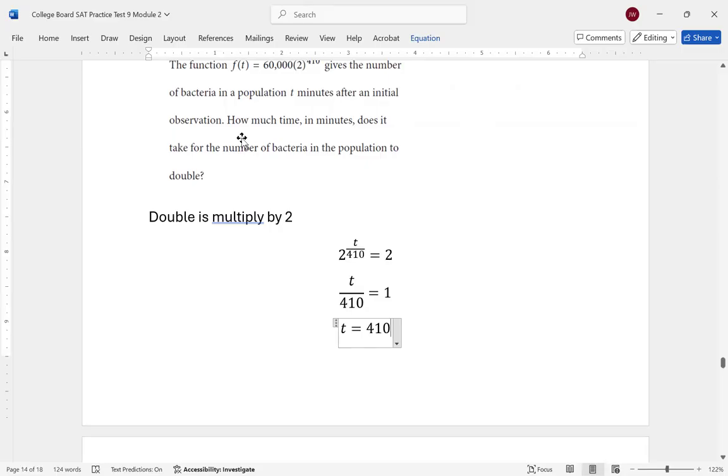Therefore, the answer to this question is that it's going to take 410 minutes for the bacteria in this population to double. Doubling is multiplying by 2, that meant this exponent had to be equal to 1, which meant t has to be 410. So 410 is the answer to question 20.